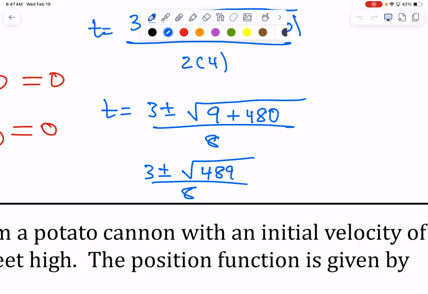You'd have to reduce it, right? With a calculator, you wouldn't have to. You just do a decimal. So 3 plus the square root of 489 over 8. It's 3.139. Yep, that's what she got. And that's seconds.